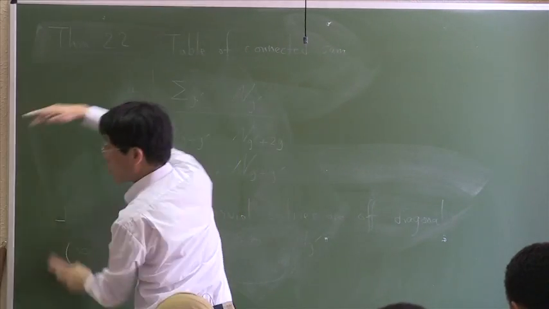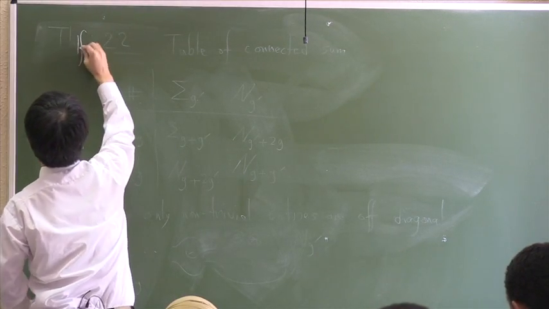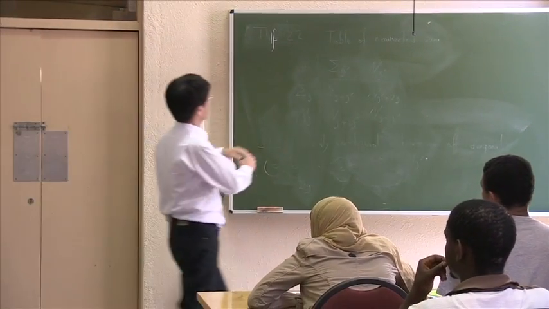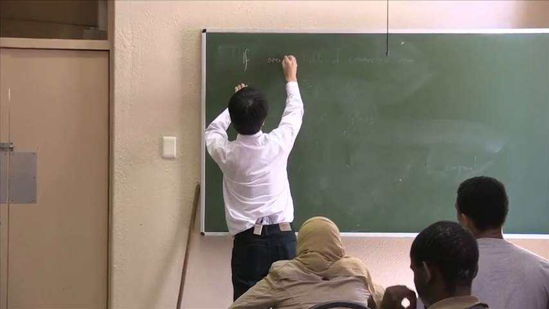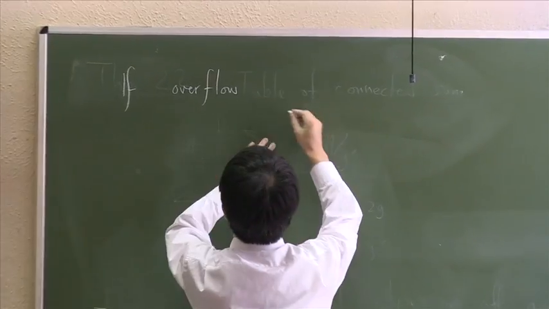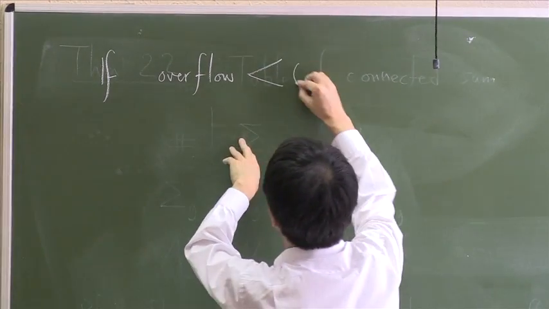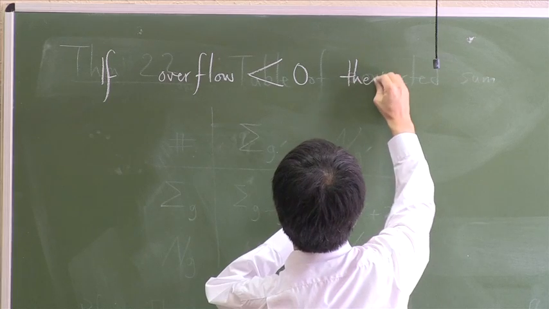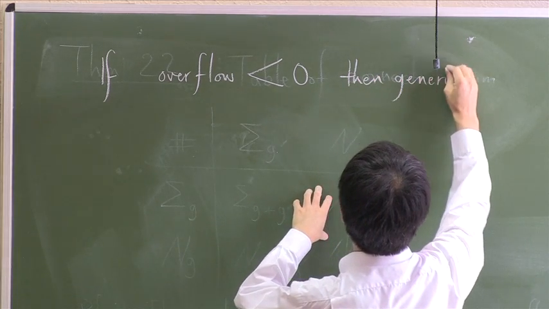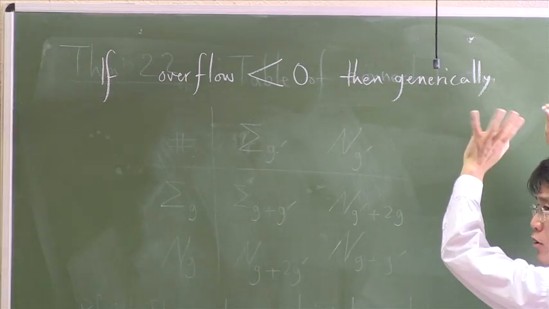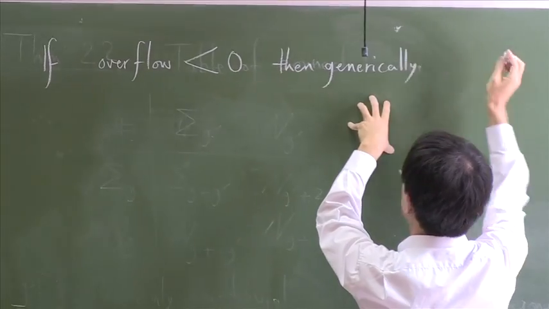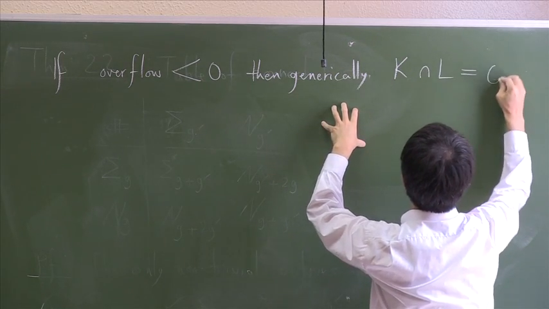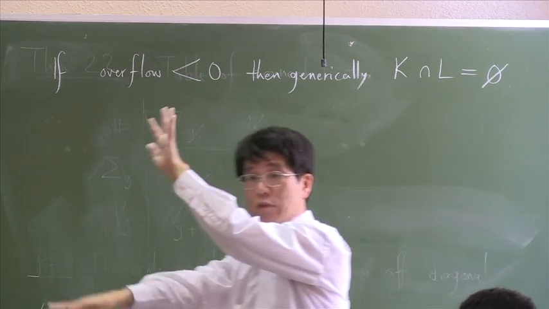Board is the continuation of the statement. Now, there are two cases depending on the sign of the overflow. If the overflow is negative, then generically means unless you are really unlucky, unless you're in an exceptional, strange situation, the K and L don't intersect. You can just fit them without any overlap.